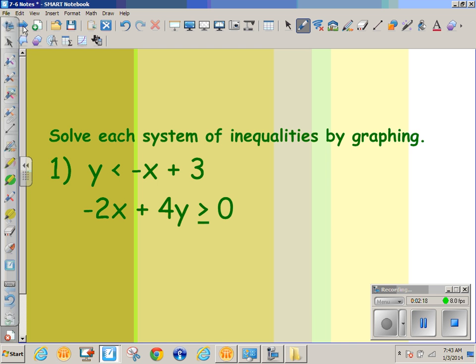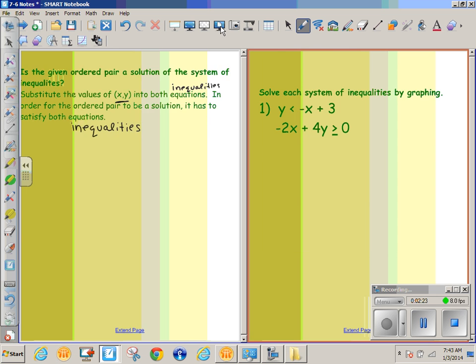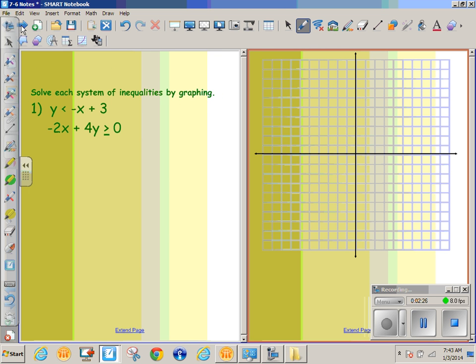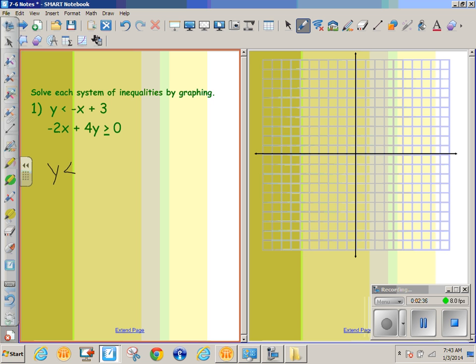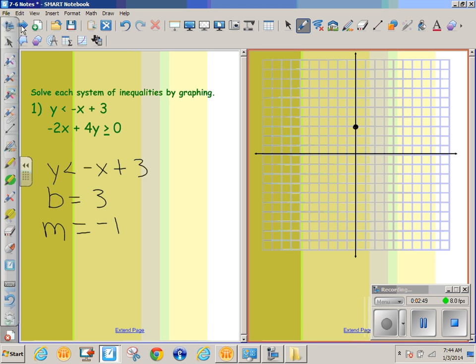Solve each system of inequalities by graphing. And you can graph however you feel fit. You can graph using slope-intercept. You can graph in standard form if that is appropriate. So y is less than negative x plus 3. That's already in slope-intercept form. I need my y-intercept, which is 3. I need my slope, which is going to be negative 1. So I'm going to come over here and graph it. The slope is down 1 over 1 and repeat that process.